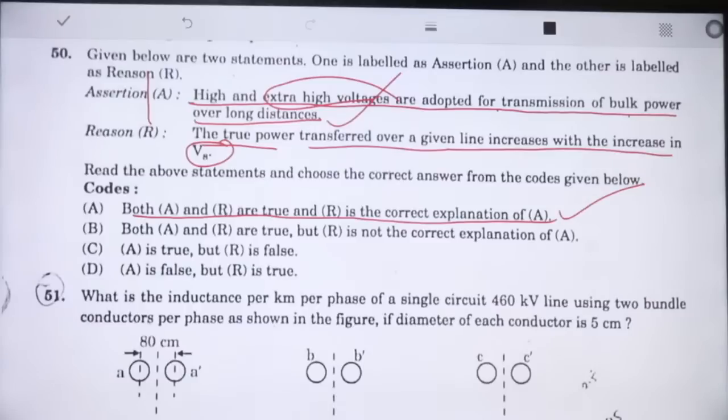What would be the answer for this? Just a minute. అదే మన 2 కండక్టర్స్. అది కరెక్ట్.